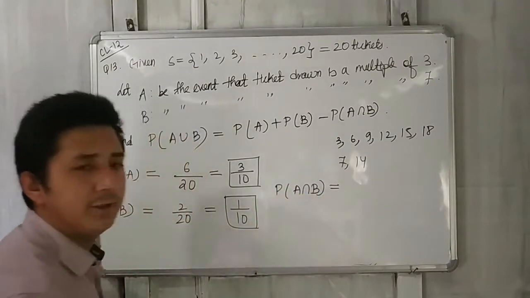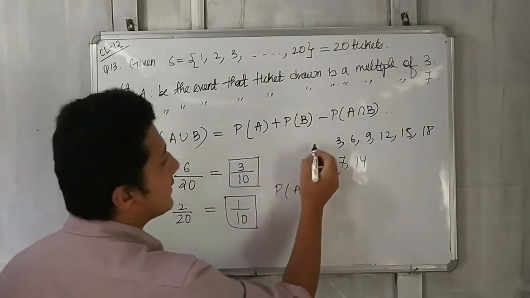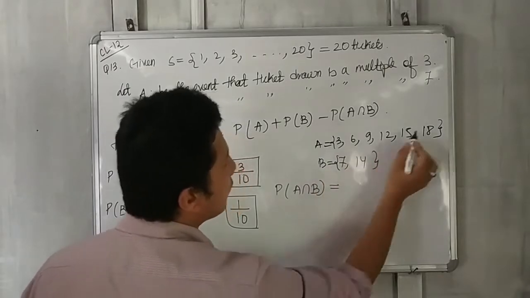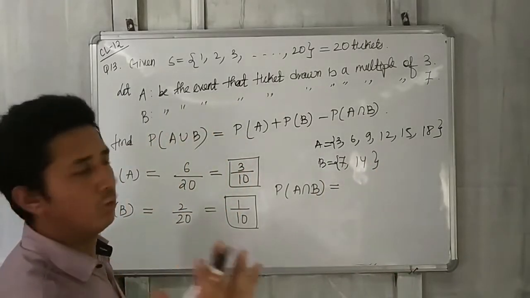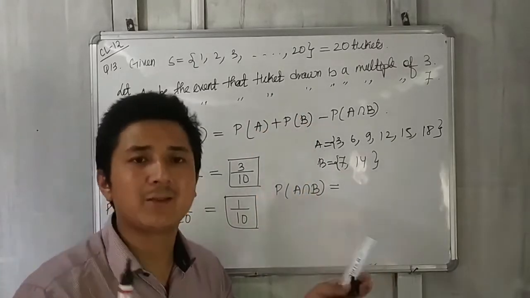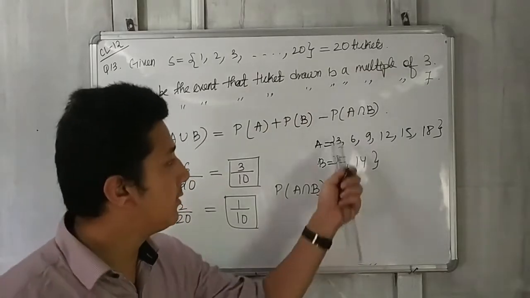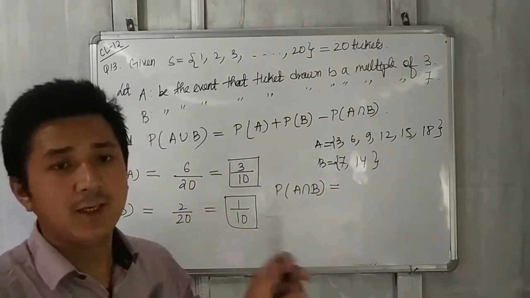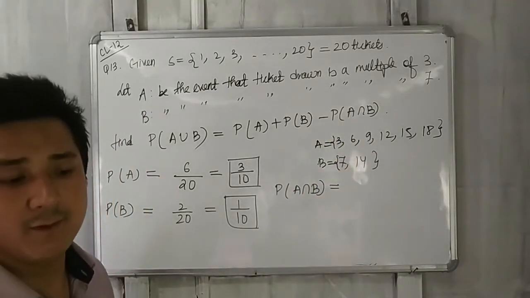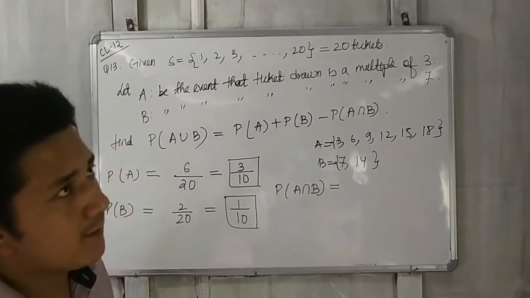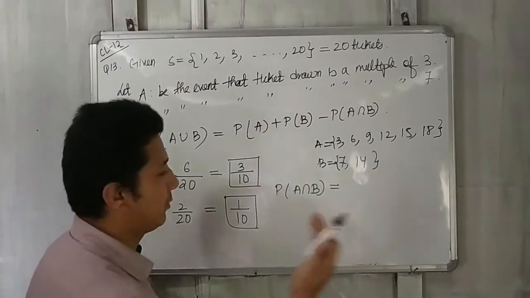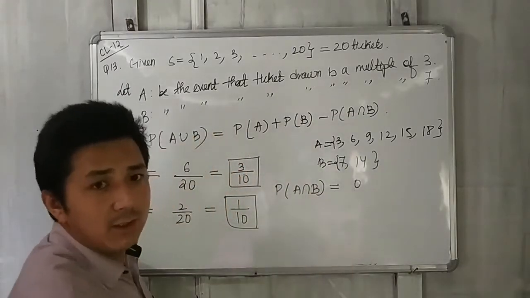And P of A intersection B, what do you think? Is there anything common? This is inside A, multiple of 3. This is inside B. Is there anything common? No. So these two events are what kind of events? A and B are mutually exclusive events. Am I clear with this? They are mutually exclusive, and they are not exhaustive events. What happens with mutually exclusive events? The intersection is null, so the probability is 0. 0 by 20, which is 0.